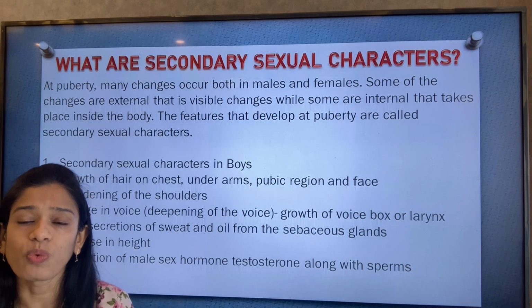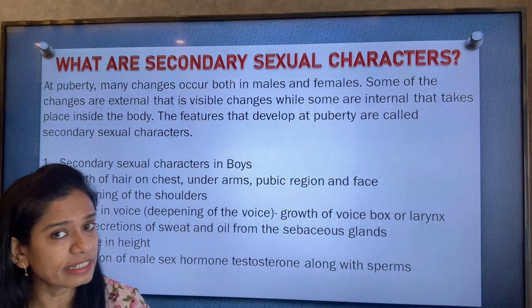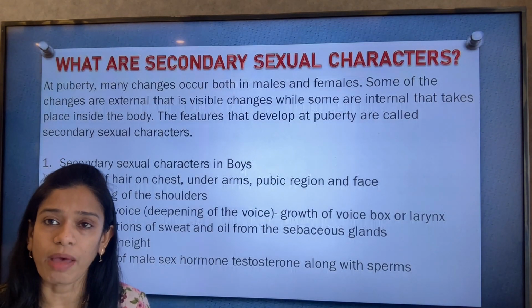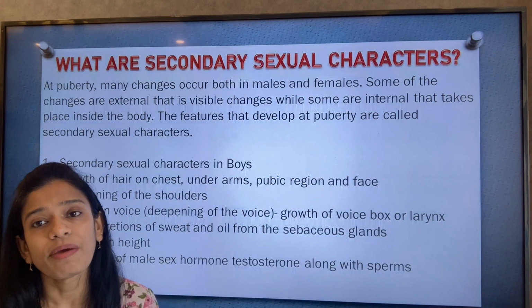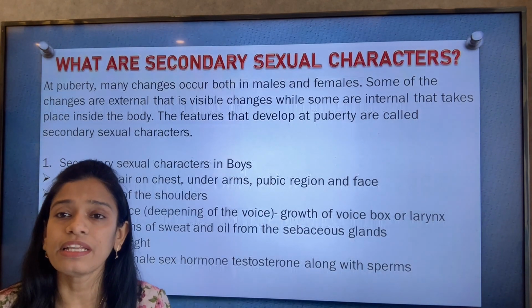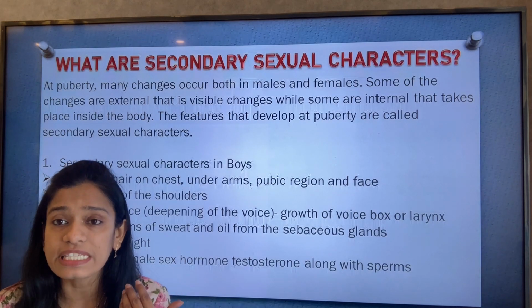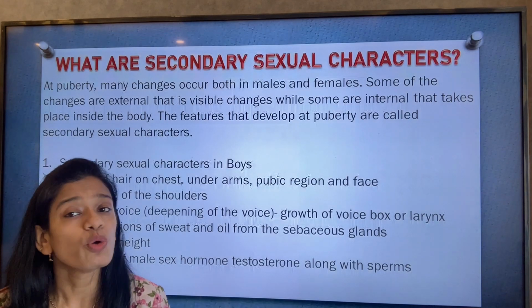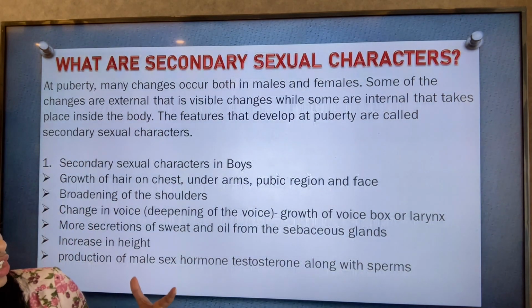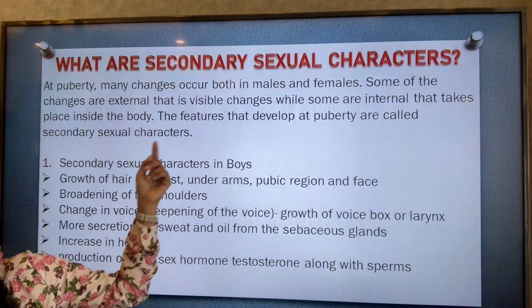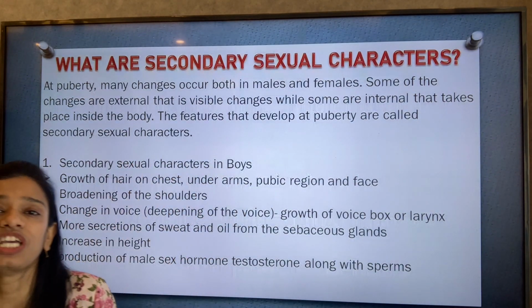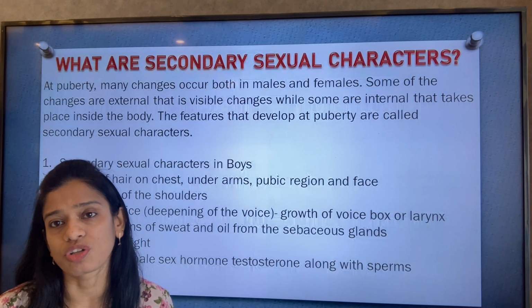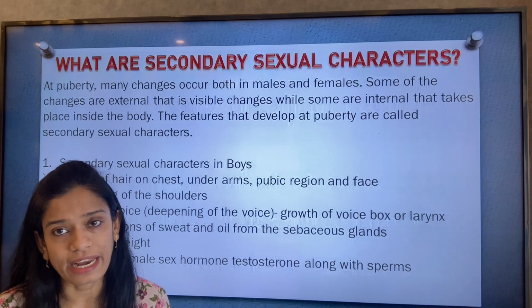When a boy or a girl enters the age of adolescence, changes keep on happening. Some can be seen on the outside, and some happen inside the body, which cannot be seen. These changes, or development, brought about due to the onset of puberty, are called the secondary sexual characters.